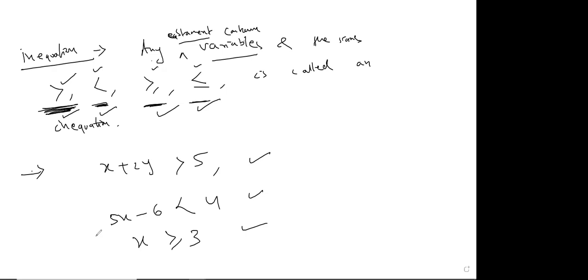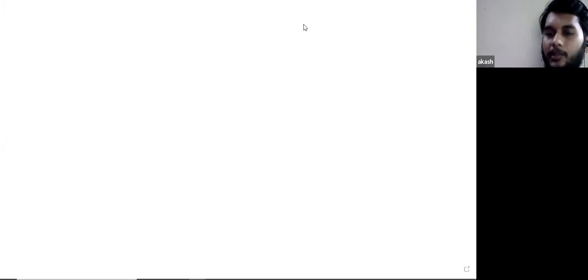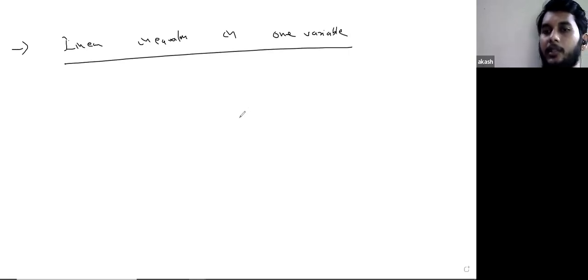All right. So this is called inequation. Now, whenever we see inequation and equations, we can differentiate between them. Now, linear inequation in one variable. What is linear inequation in one variable?